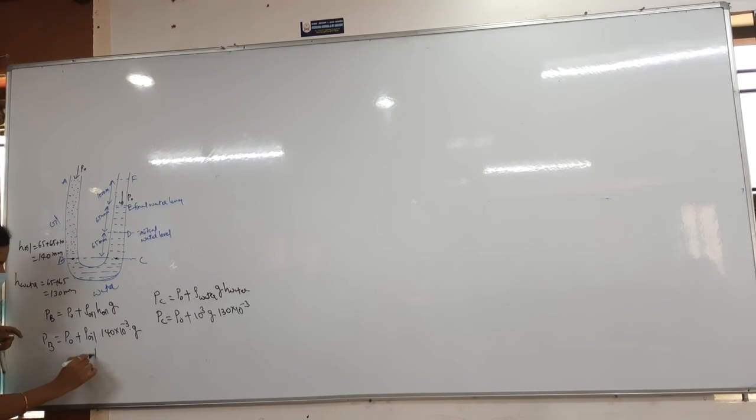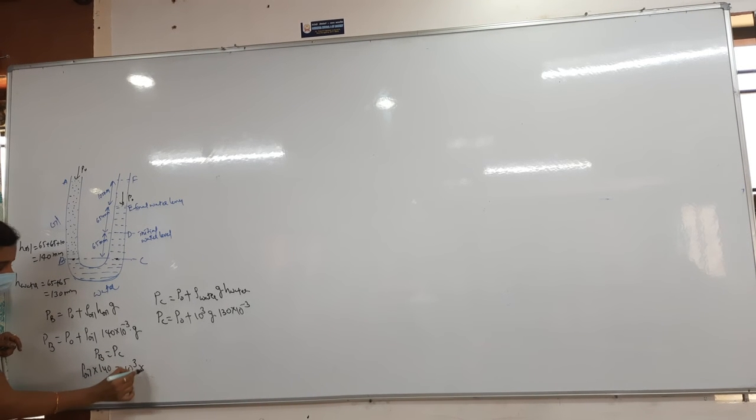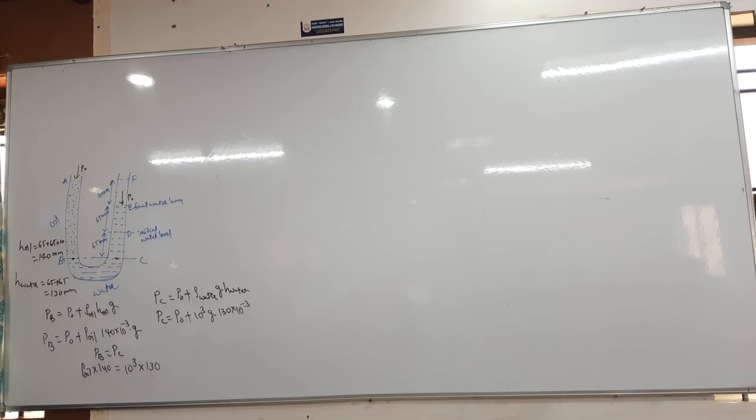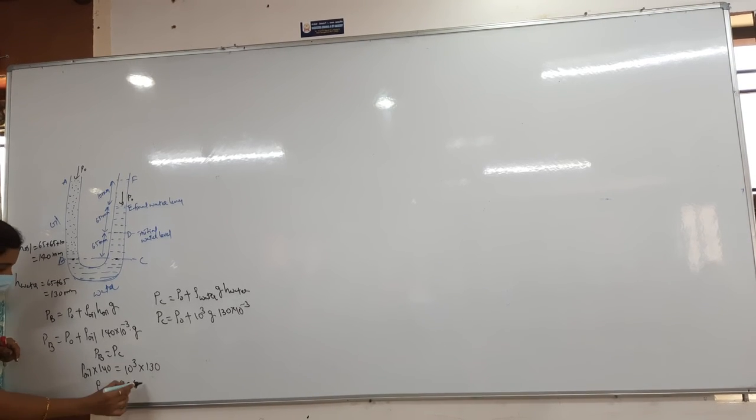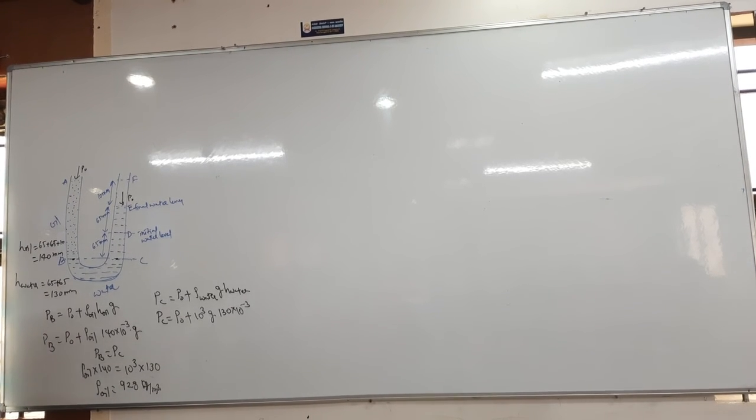So whenever I say PB is equal to PC, then only rho of oil into 140 is equal to rho of water, 10 power 3, into 130. Everything gets cancelled when you equate. Then rho of oil is how much here? 928 kg per meter cube. Shall I give one more? Very easy problems, but people will get scared by seeing this.